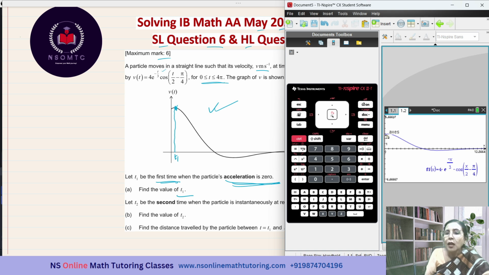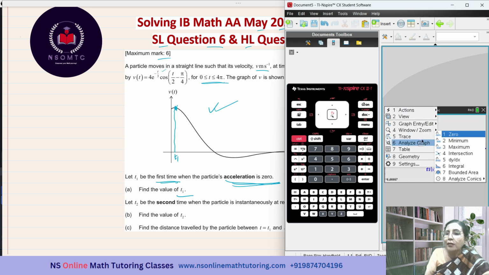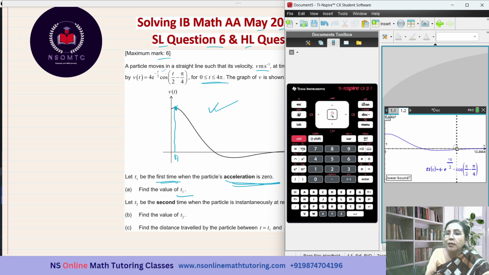Fine. So as you see, I think this point is the maximum. Let me see. Analyze graph and the maximum point. Yeah. I think so. The t value has to be up to 3 significant figures. It should be 0.395 seconds. That is t1. We have got that.